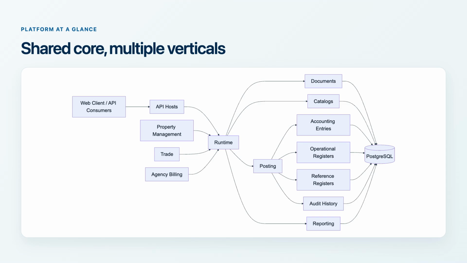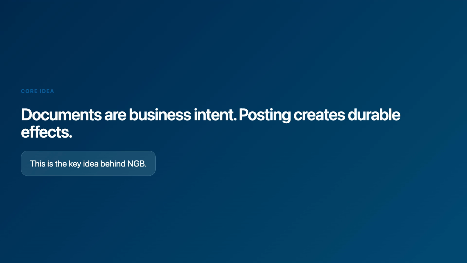The most important idea in NGB is simple. Documents are business intent. Posting turns that intent into durable effects. Everything else follows from that boundary.